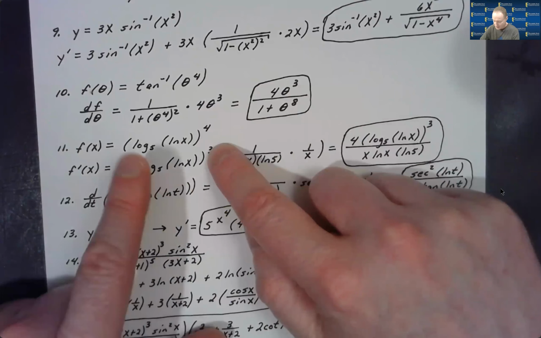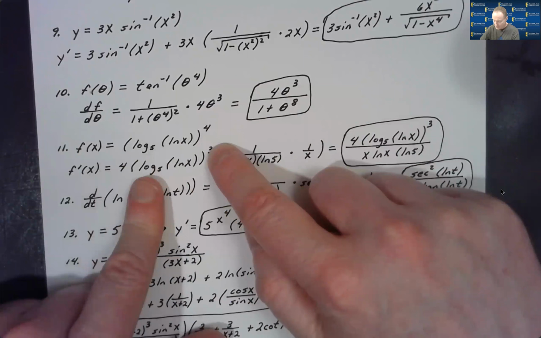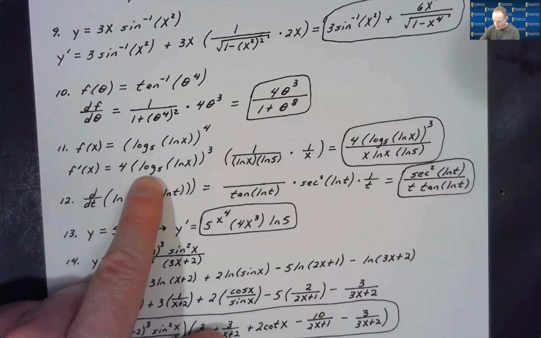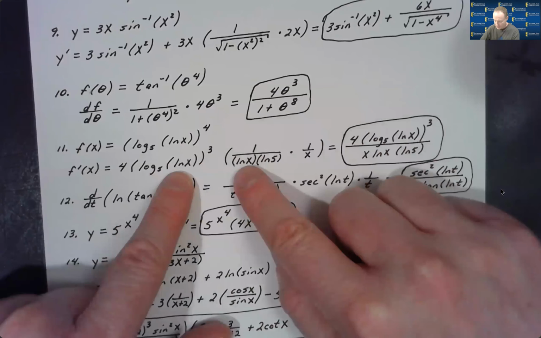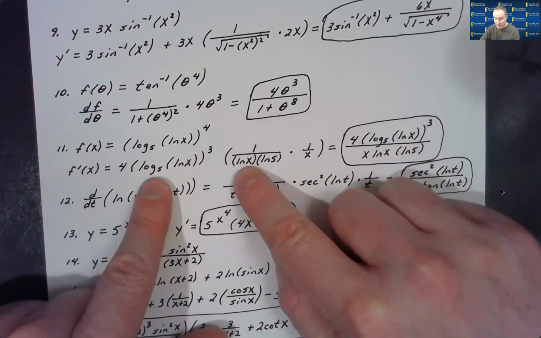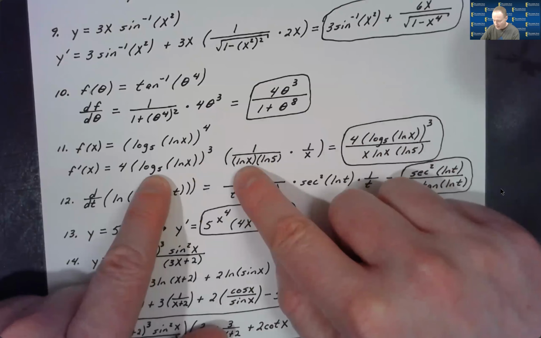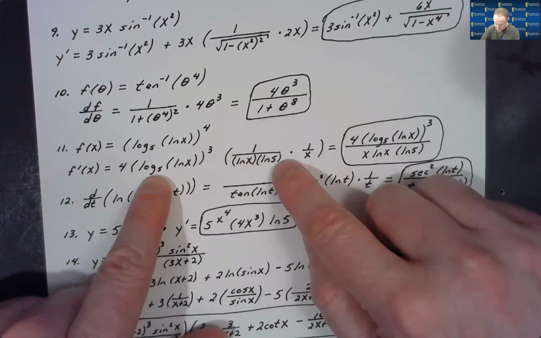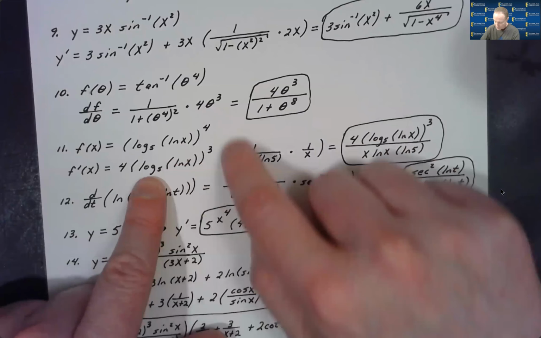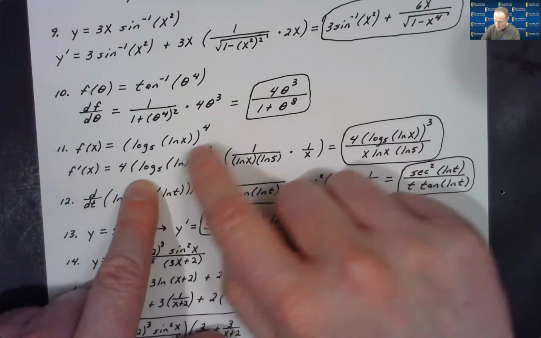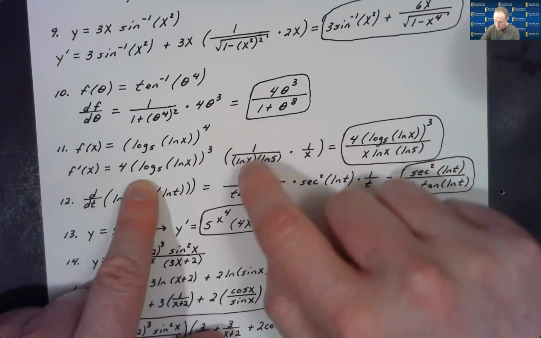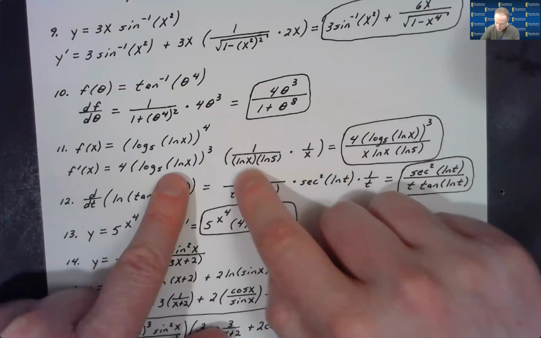Well, the inside function is a log base 5. So I can say, well, derivative of any logarithm is 1 over what's inside of it. So I say 1 over natural log of x. Now, anytime you have a log of any other base other than the natural log, you also have to divide by the natural log of this base. So all of this is in the derivative of the log base 5. Derivative of the log base 5 of any term is 1 over that term times the natural log of this base.